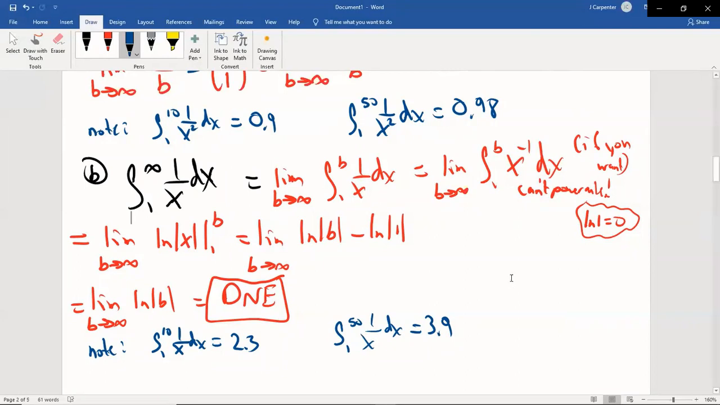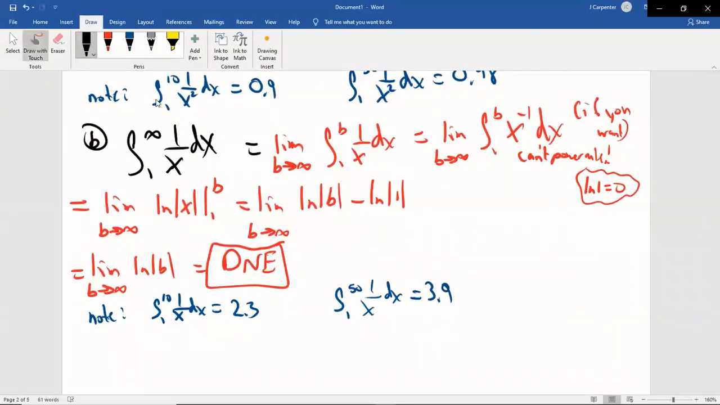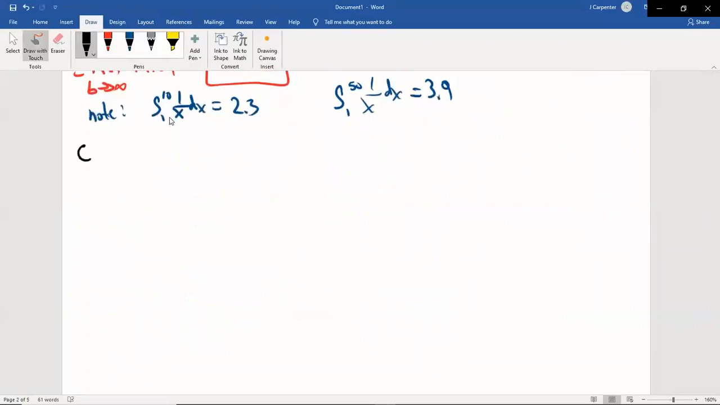Divergent means it's infinite. You can't really think about an infinite area, which is why we just say it does not exist. If we were talking about an application, that would mean we're making infinite money or something like that, or there's infinite people. Those don't happen. All right.